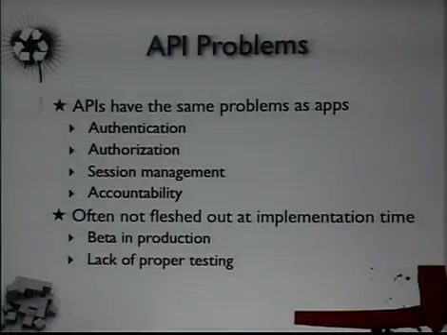And these APIs are often not fleshed out at implementation time. Where you see this more often is they have more or less dev code in production. So they're still figuring things out, but they pushed it out because of some time frame. And that goes back to lack of proper testing before it makes it into production.